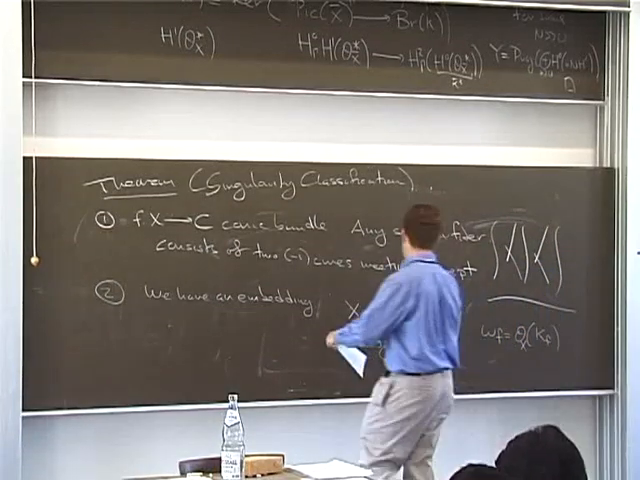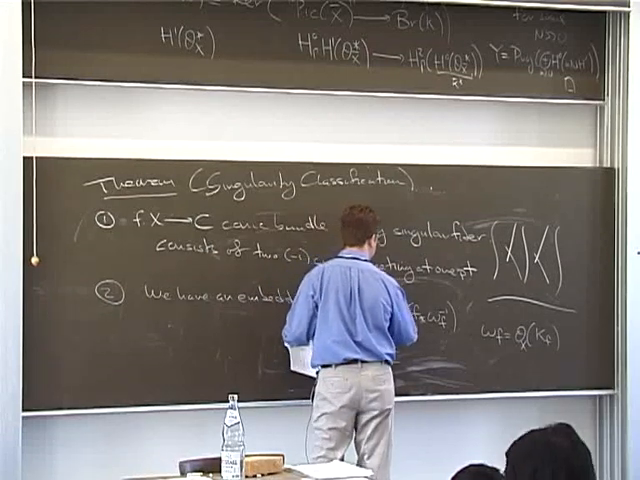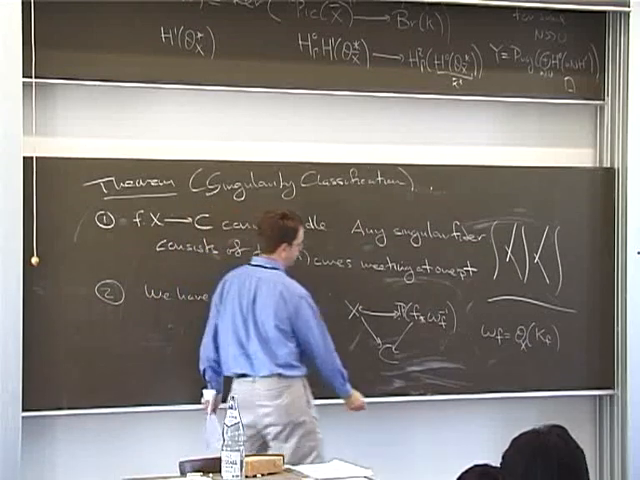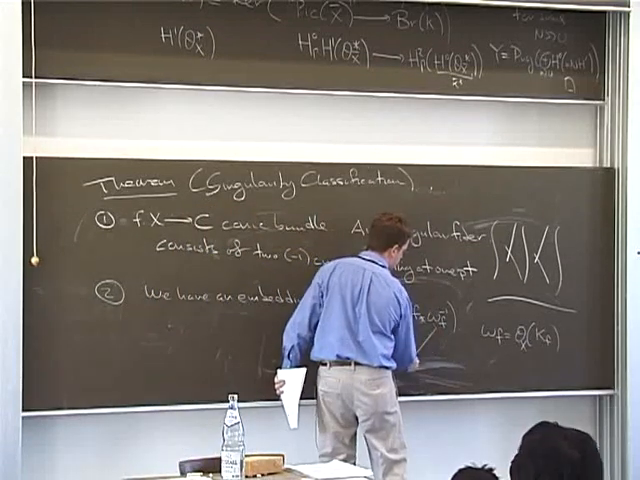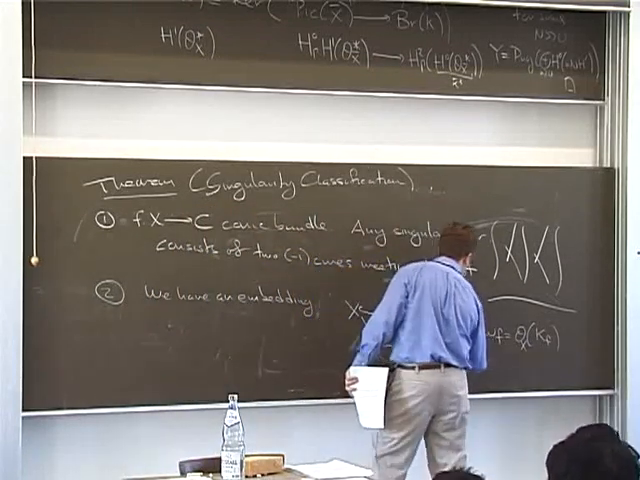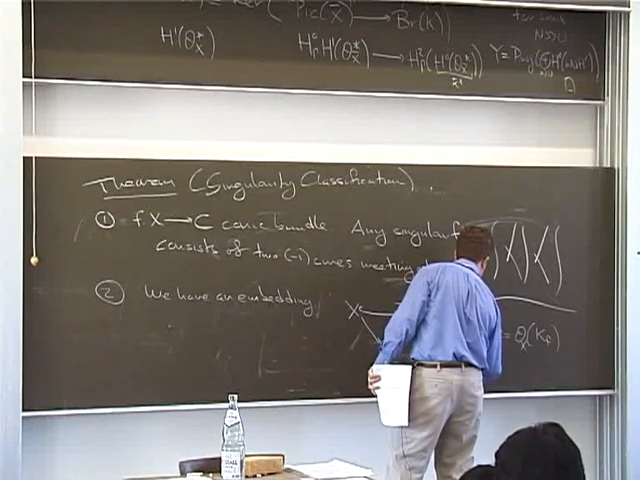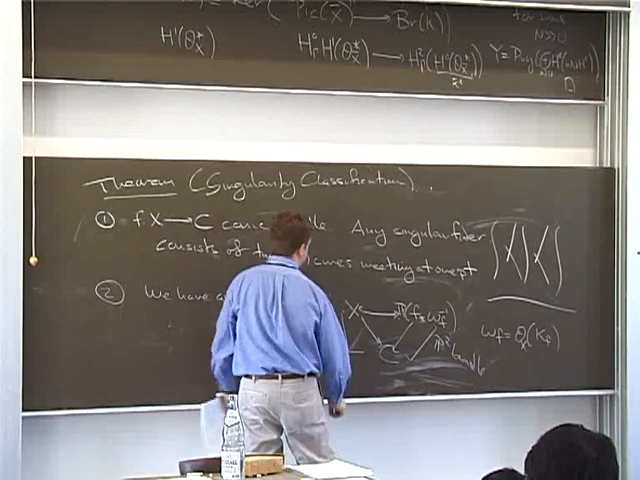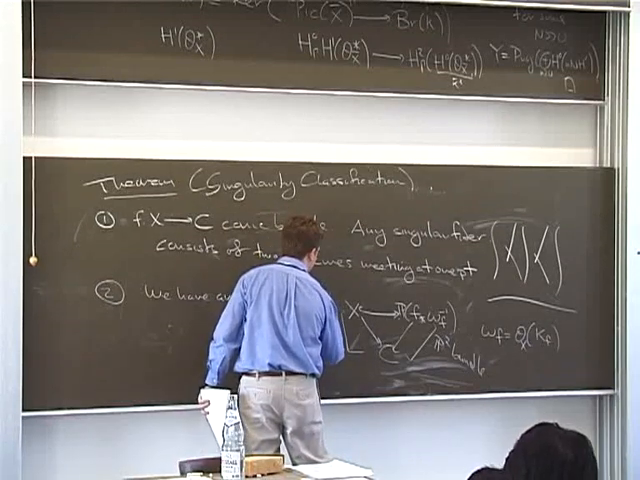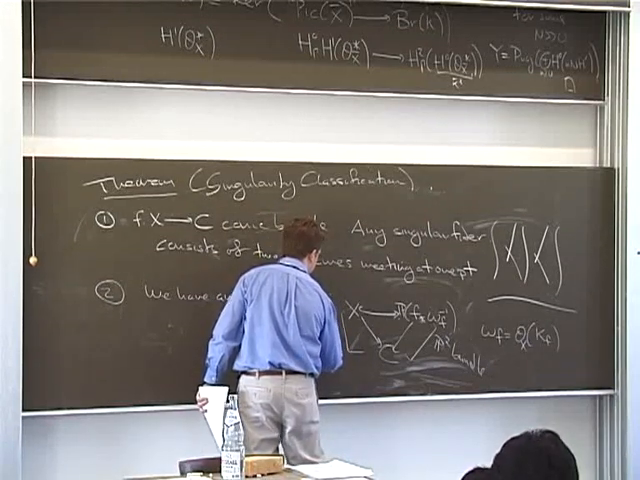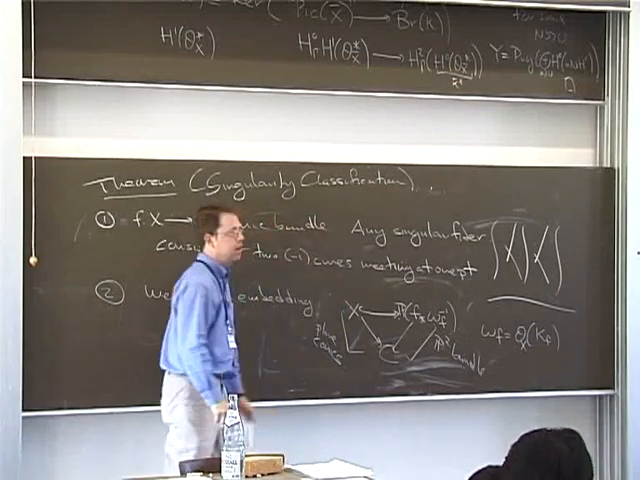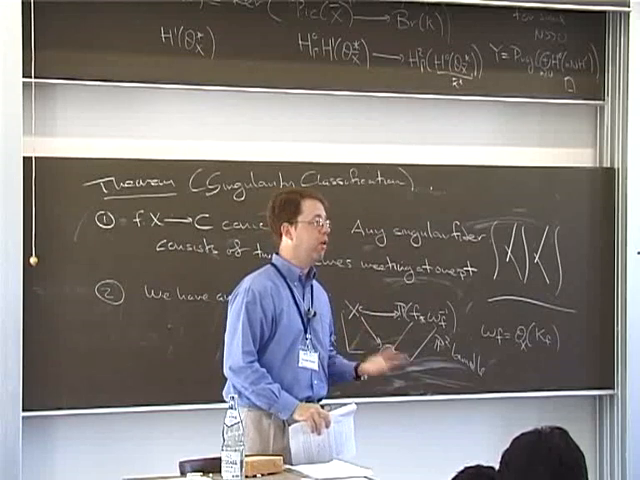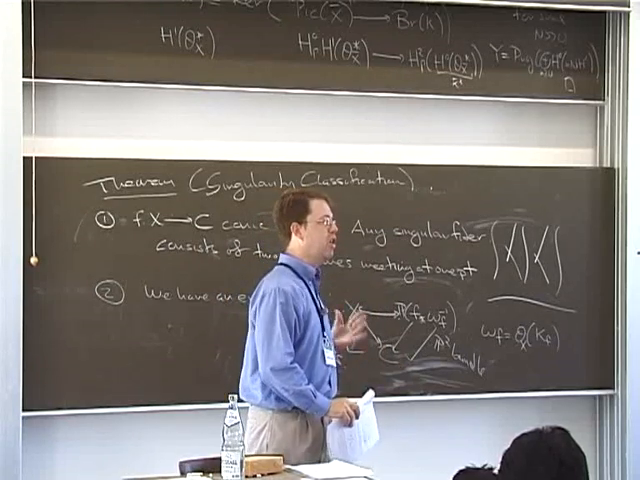I have an embedding from X into here over C. This is a P2 bundle. And here, the fibers are realized point by point as plane conics. So this is, I think, the full justification for why conic bundles are called conic bundles.